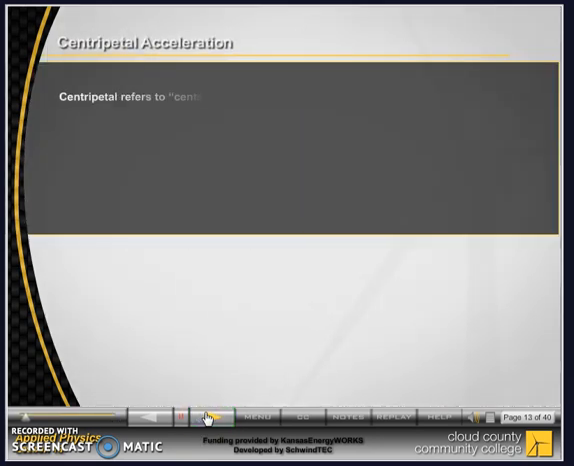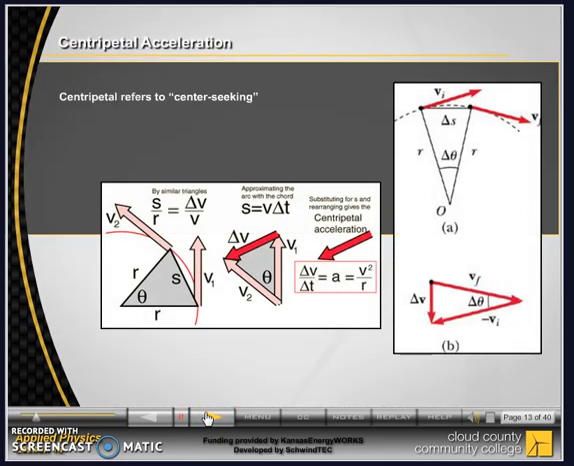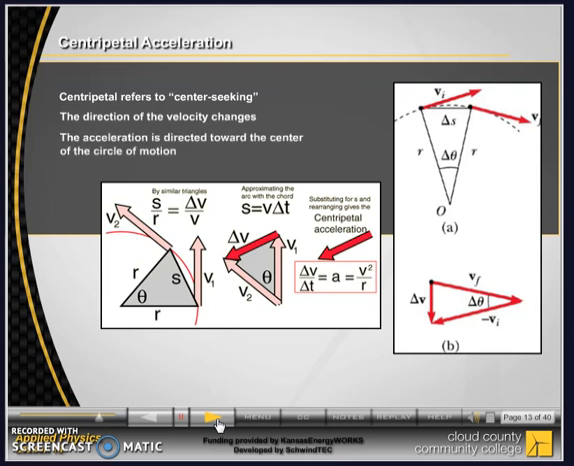How do we get this center-seeking direction? Follow the pictures and terms as we determine the effect of a constant speed, but a constantly changing direction. It's all about sliding the vectors and doing a vector subtraction or difference. Notice how the change in velocity vector points toward the center of the circular motion.